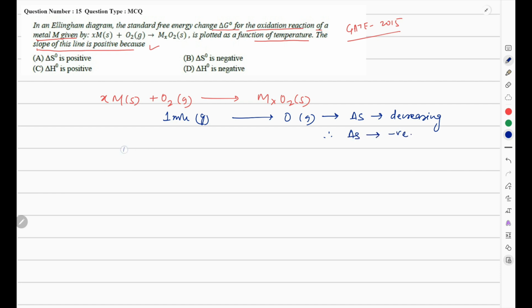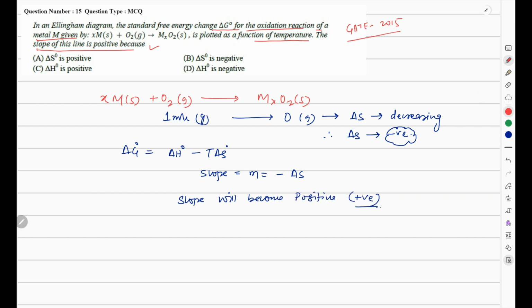Similarly, in the formula we can see that delta G equals delta H minus T delta S. From here the slope m equals minus delta S, and in this case delta S is negative, so overall the slope will become positive. This is all because delta S here is negative. So option B is correct for this question.